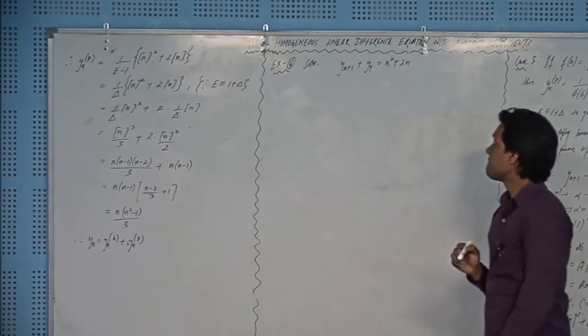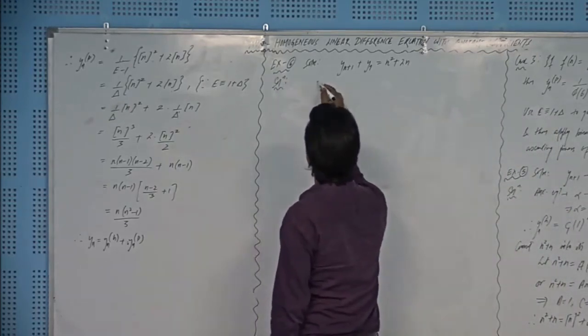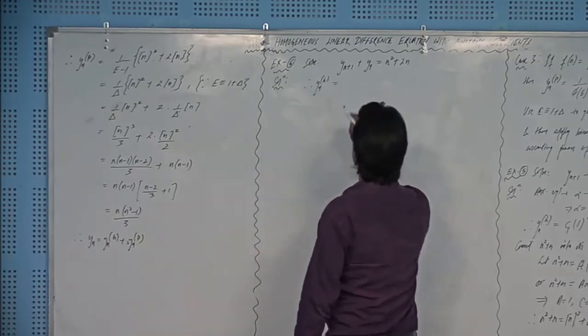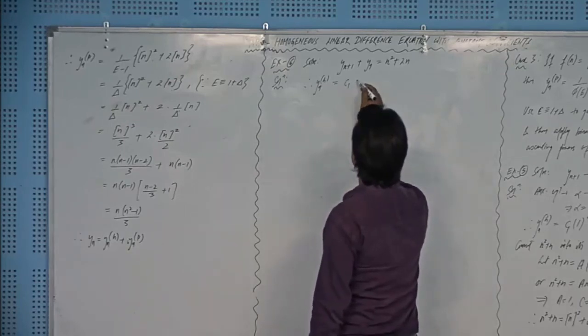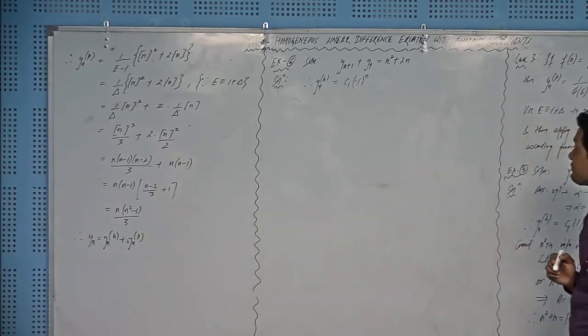Then the homogeneous solution, I should write it directly. That should be y n h. I think minus 1 will be the root, and in that case I will get c1 times minus 1 to the power n. This will be your homogeneous solution.